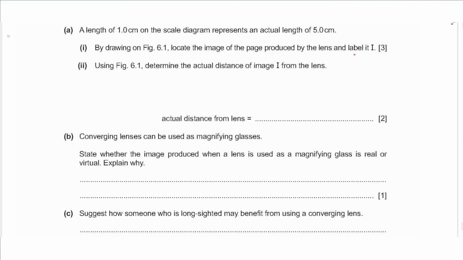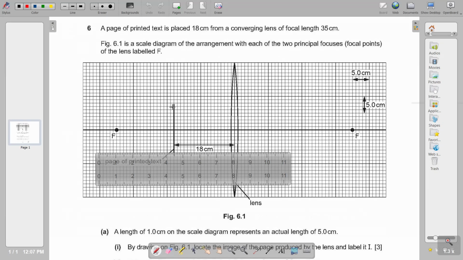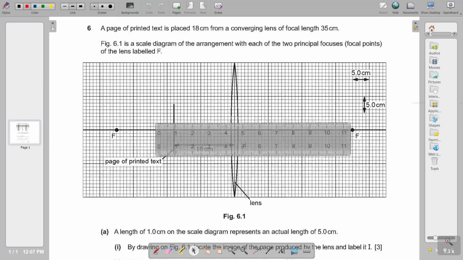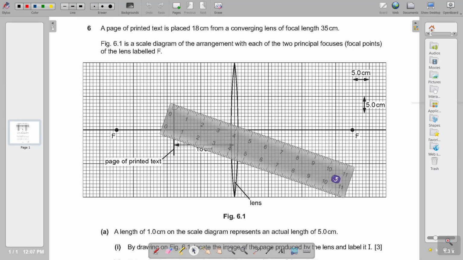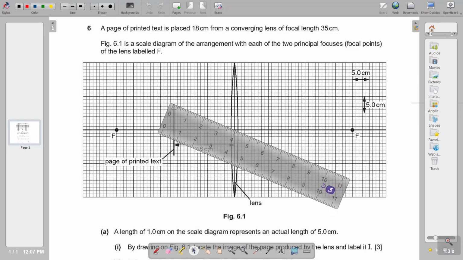So we need 2 rays at least from one end of the page or both ends of the page. And using figure 6.1, determine the actual distance of image I from the lens. So on the diagram, we choose one section or one end of the page from the object, and we draw 2 rays. The first ray is actually very easy. We start from the top of the page or the object, and we draw a straight line through the optical center of the lens.